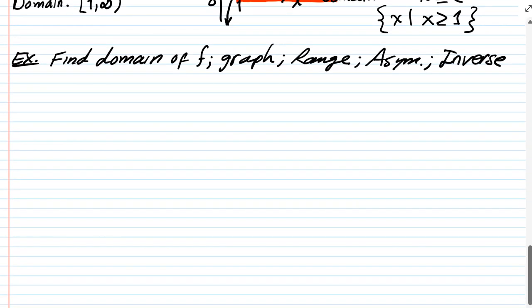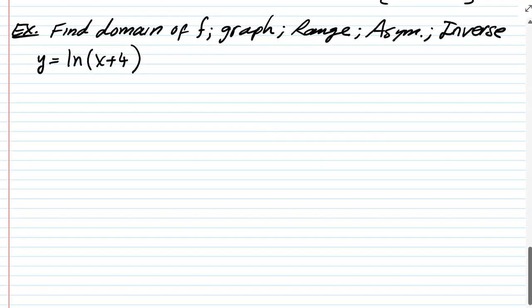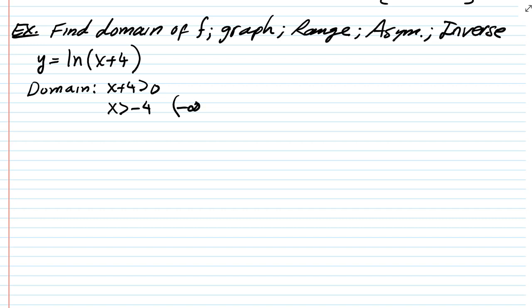So let's say my function y is equal to natural log of x plus 4. Okay, first of all, the domain. The domain of this is going to be x plus 4 has to be greater than 0. Remember, argument of a log has to be positive. So x must be greater than -4. That means -4 to infinity. So that is the domain.